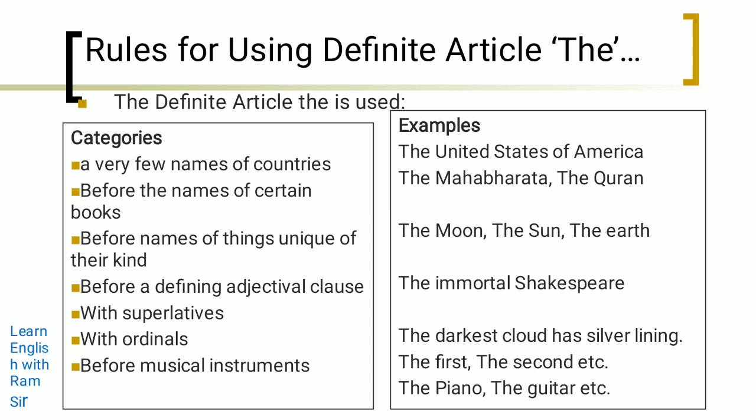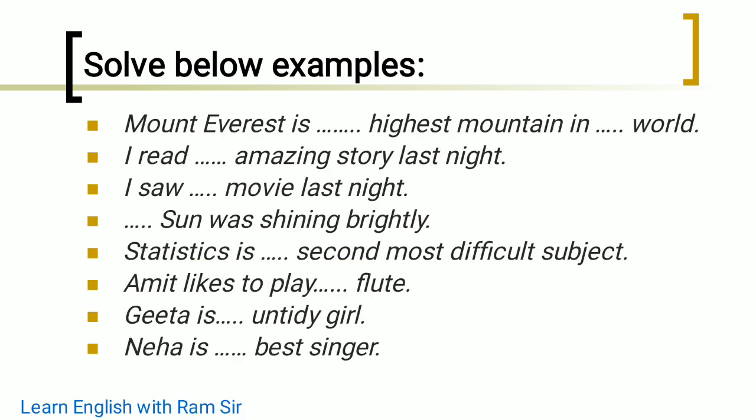With superlatives, whenever a superlative word is there, before that you have to put the article. The darkest cloud has a silver lining. This is the famous example of it. With ordinals, it means with numbers, you have to use the first, the second, the third, the fourth, the fifth, like that, right? Before musical instruments, whenever a musical instrument is there, you have to put the article. The piano, the guitar, the flute, any one of the musical instruments, you have to put the article.